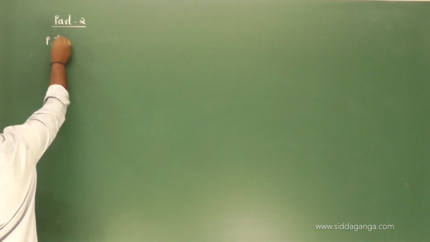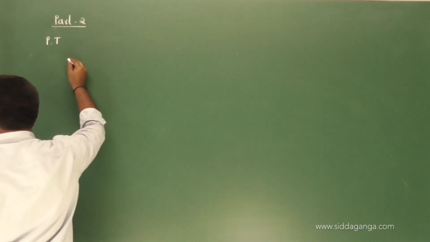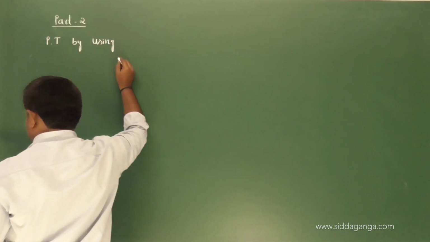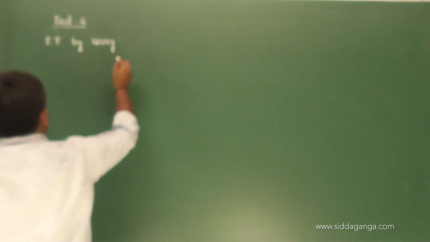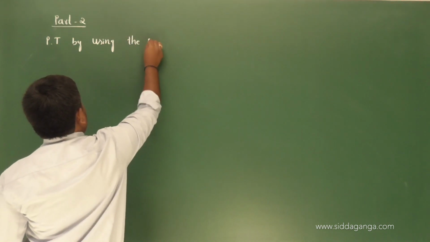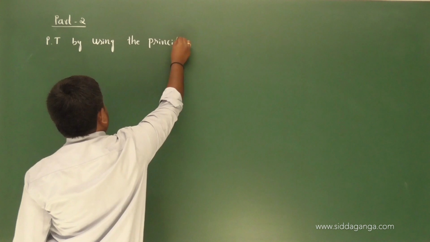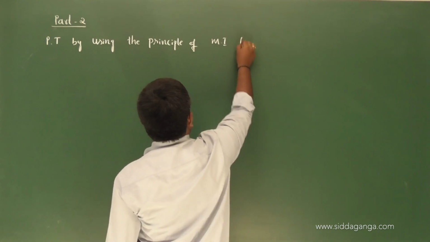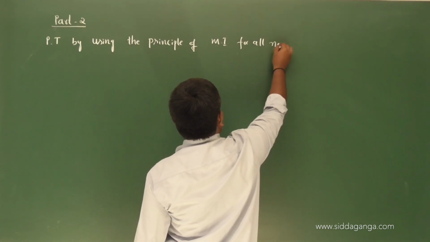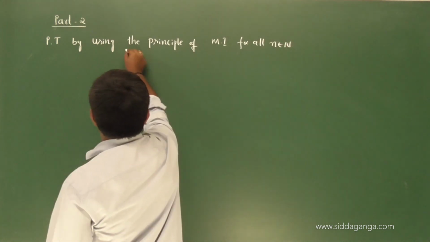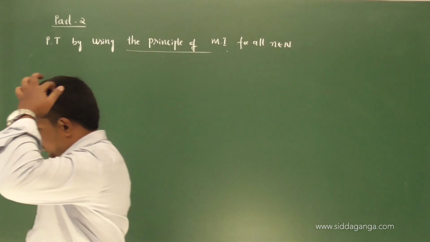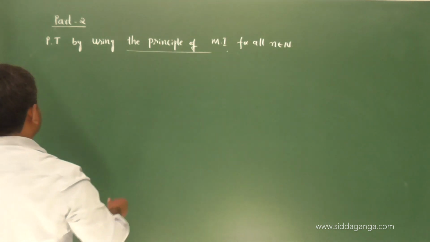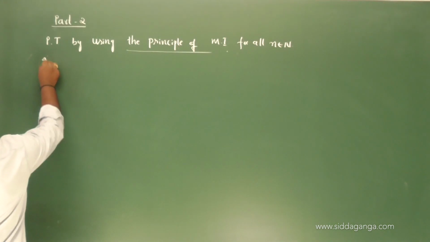prove the following by using the principle of mathematical induction for all n belongs to N. So MI means mathematical induction, right? Now let's move to the 4th question of exercise 4.1.